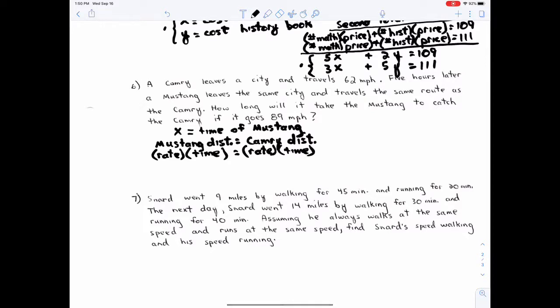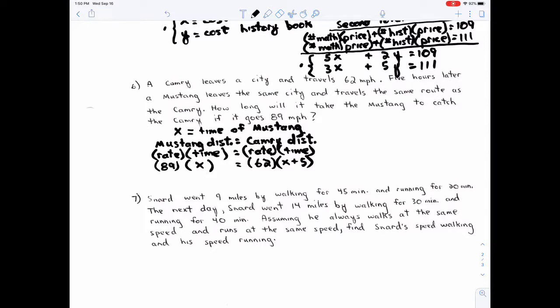All right, what's the rate of the Mustang? 89. And I know the rate of the Camry is 62. What's the time of the Mustang? That's X. Okay, so what's the time of the Camry? Now, the Camry leaves first. So is it traveling longer or shorter? It is traveling distance-wise the same, but what's its time? It's traveling longer. See, even if you don't define that, it's okay. You can still get it. All right?